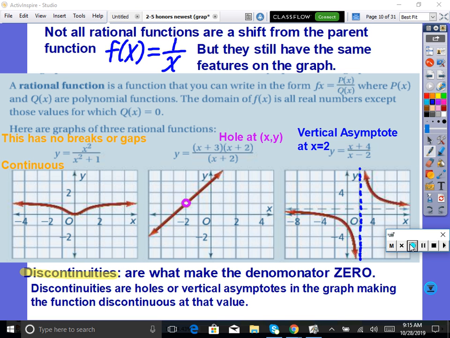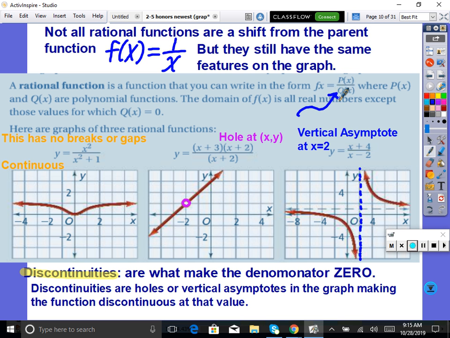It says right here, a rational function is a function you can write in the form f of x equals p of x over q of x, where p of x and q of x are polynomial functions. That makes sense. A polynomial function over a polynomial function. Then it says the domain of f of x is all real numbers except the values for which q of x equals 0, which makes sense. Isn't our domain everything except what would make the denominator 0? True? And that makes complete sense here.